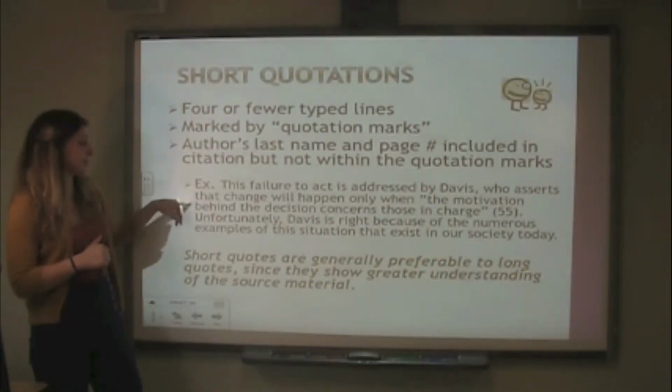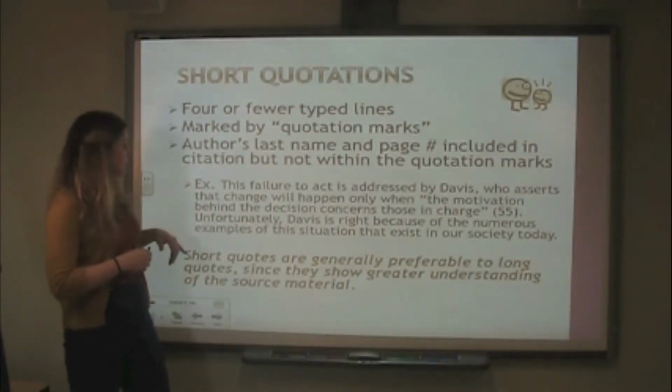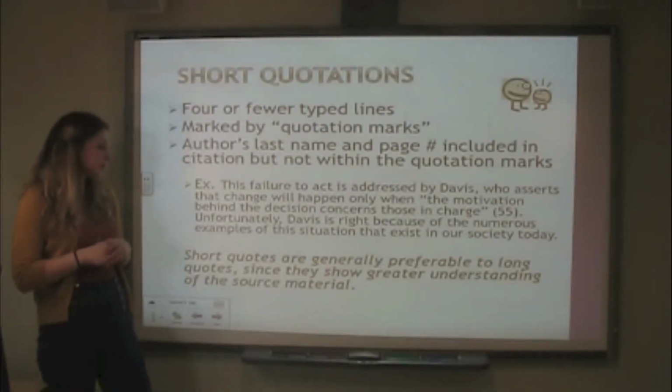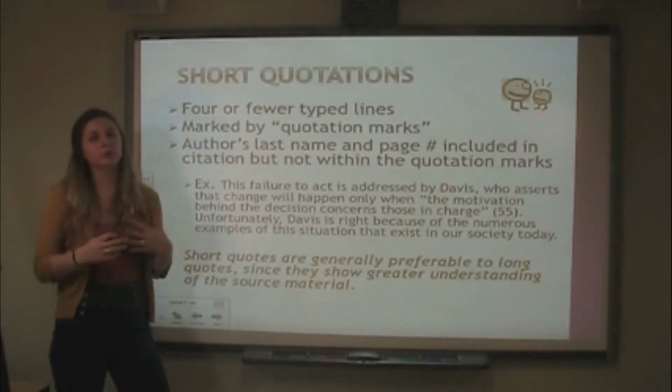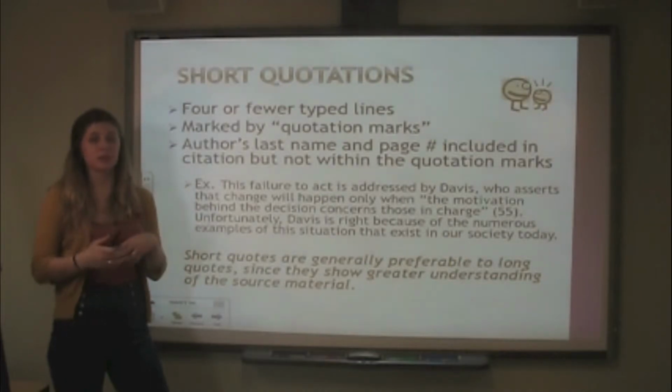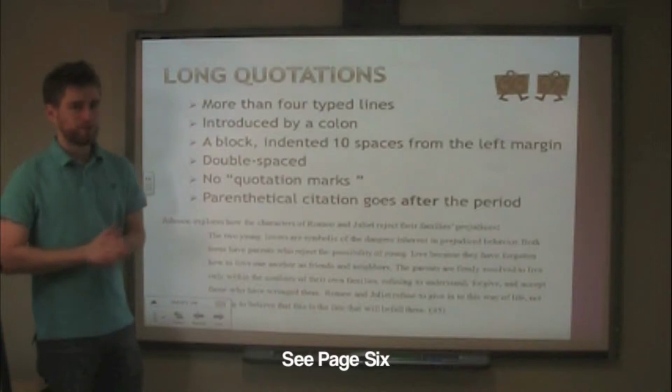Note here that the quote is used, and then the writer's own analysis of the quote is directly after. This is what we mean by explaining the quote. Short quotes are generally preferred to long quotes since they show greater understanding of the source material. When you use a shorter quote, it gives you more room to relate that to what your argument is. Okay, now we're into long quotes.